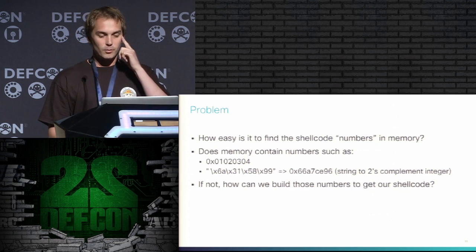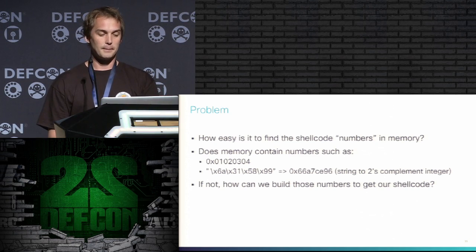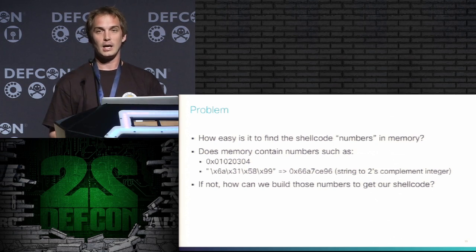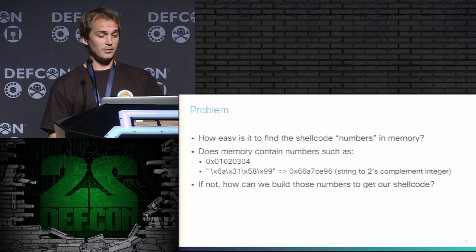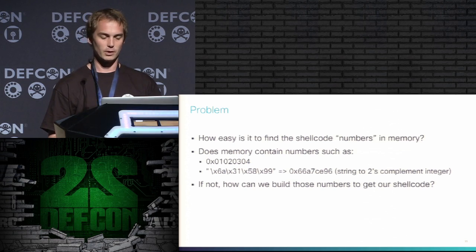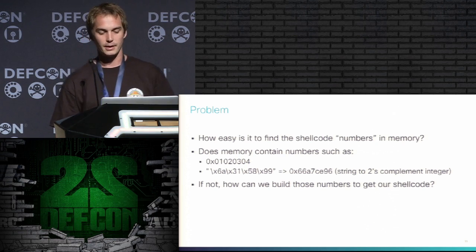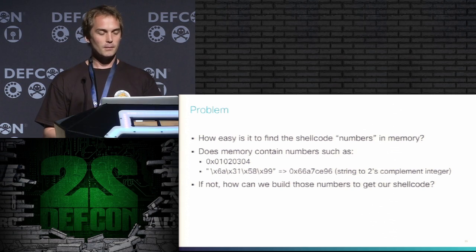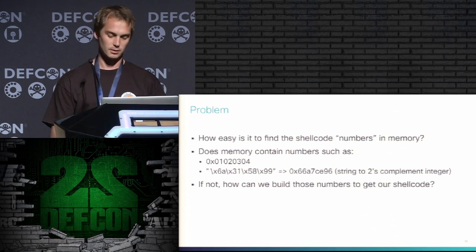So now it comes to the problem of how easy it is to find shellcode numbers in memory, because if you take your shellcode and look at it as a bunch of numbers, it's actually pretty high numbers. If you look at the example I've put there, 6A, 31, 58, 99, if you take the string and, without talking about what happens behind, just take it as an integer with 2's complement and so on, it ends up at 66, A7C, 96, which is a pretty high number or negative number. But we're relying here on the fact that that will be in memory and that we can copy it. What happens if it's not?